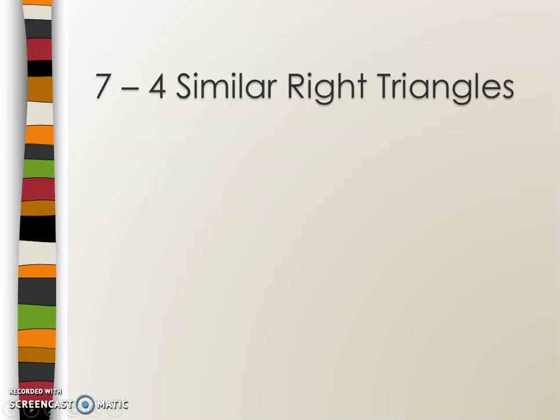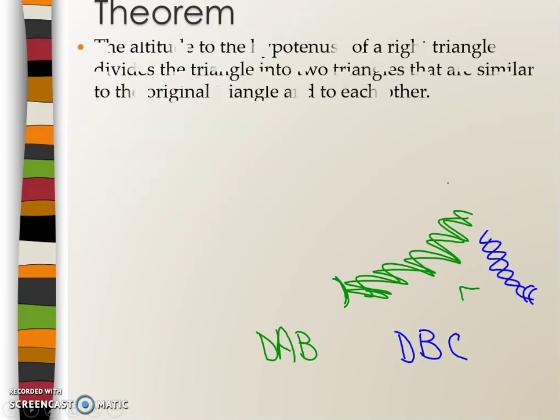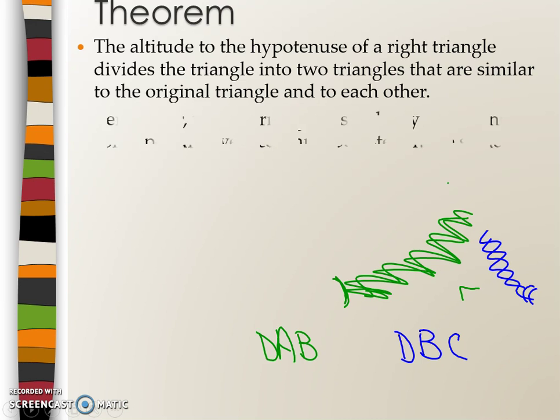Similar right triangles. So we're going to look at similar right triangles. Let's write the theorem. The theorem is: the altitude to the hypotenuse of a right triangle divides the triangle into two triangles that are similar to the original triangle and to each other.